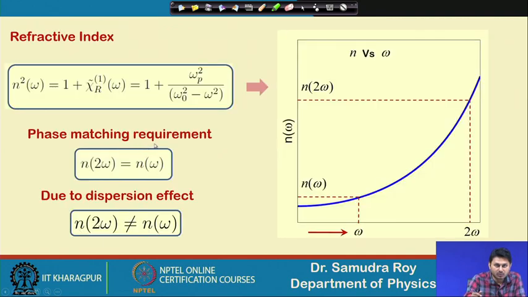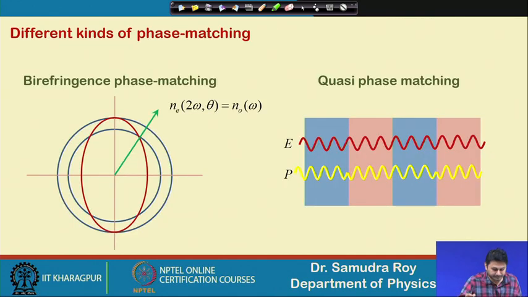At this point we have the phase matching. That means n_e of 2 omega at that particular angle theta is matching n_o of omega, and that is eventually our phase matching condition. So, if I launch light in that particular direction, the phase matching condition can be achieved.